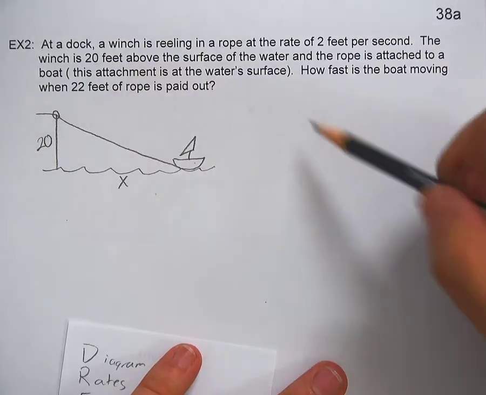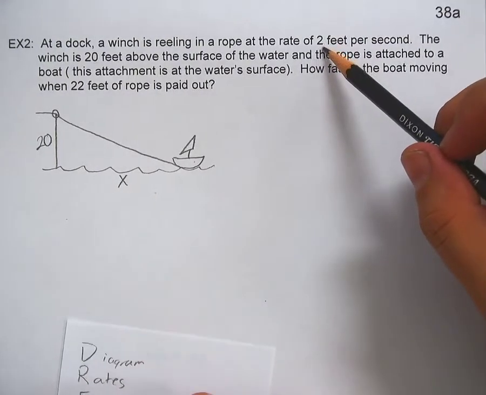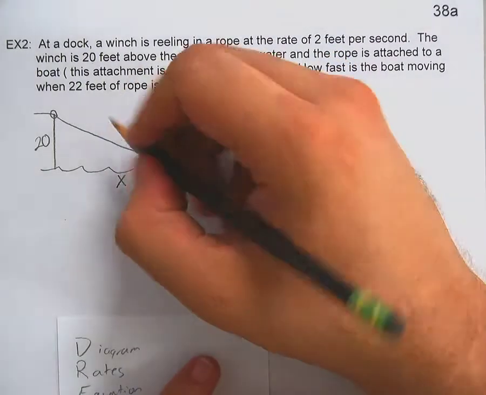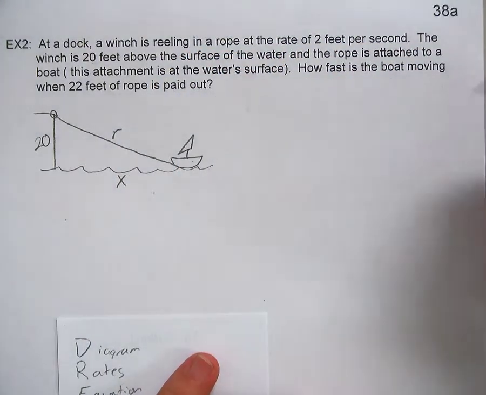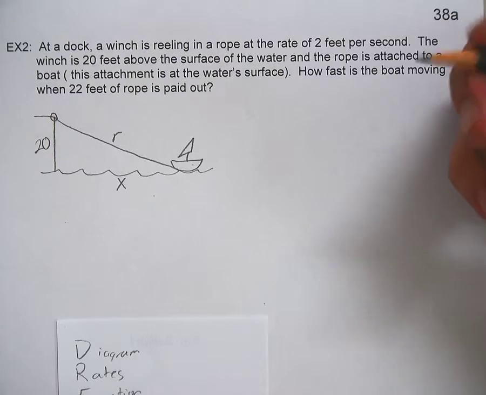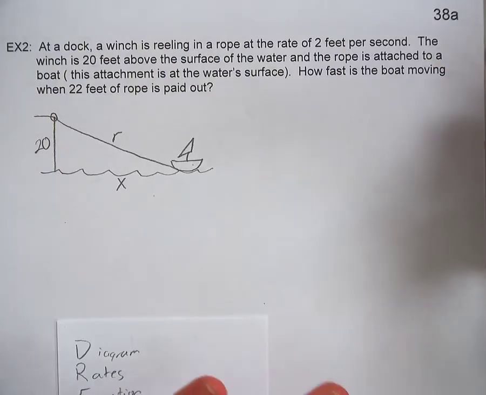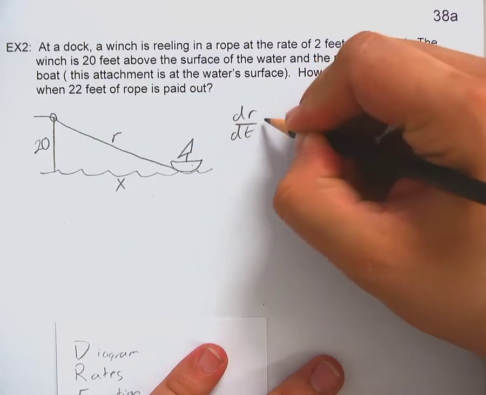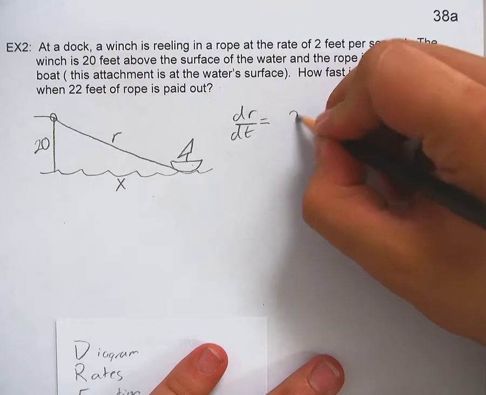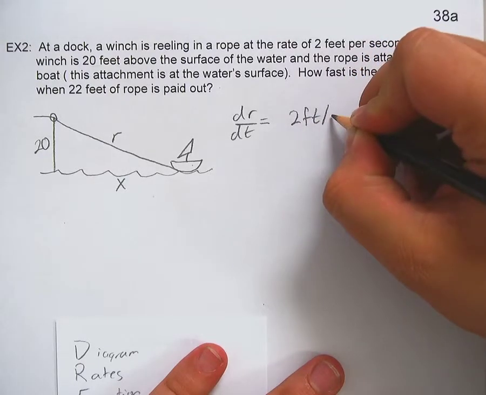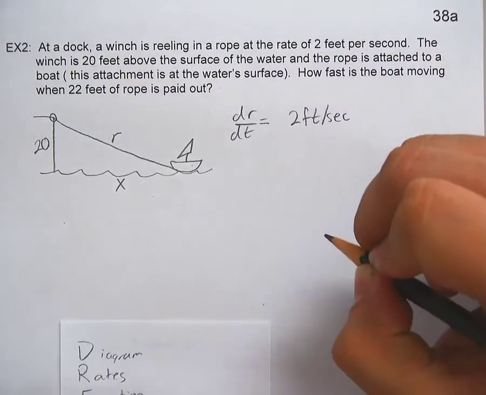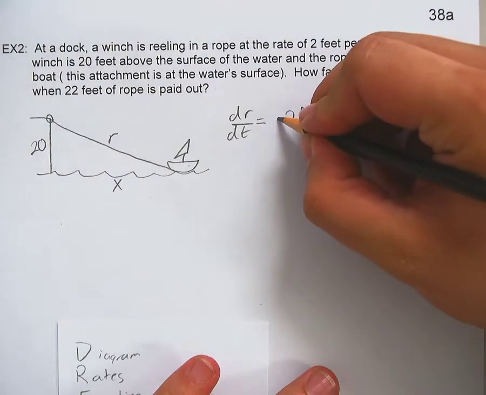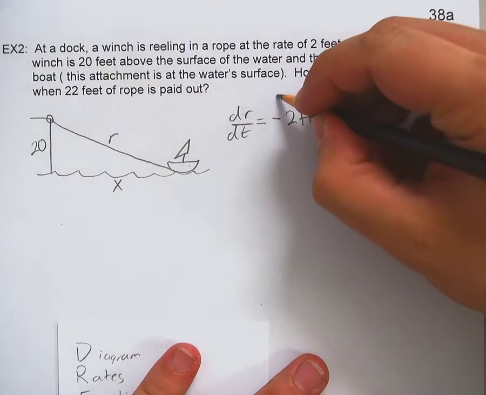Okay, but before we get to that, back up here, my rates. I've got a rate of 2 feet per second, but that's rope, right? This is rope. So let's just call it r. That's how much rope we have out. I don't know how much rope I have, so I'm just going to call it r. So the rate at which the rope is changing, dr/dt, is 2 feet per second. But I have to think about this here. My rope is getting shorter by that amount, right? So I'm going to throw a negative in here.